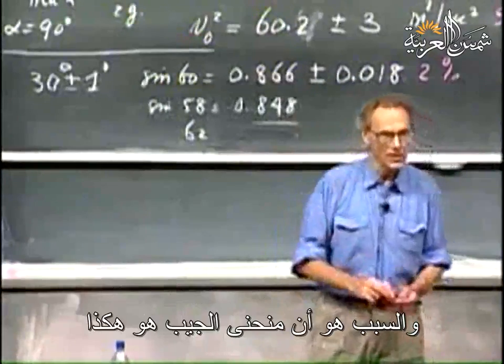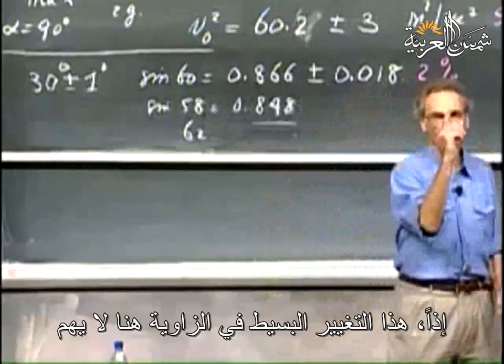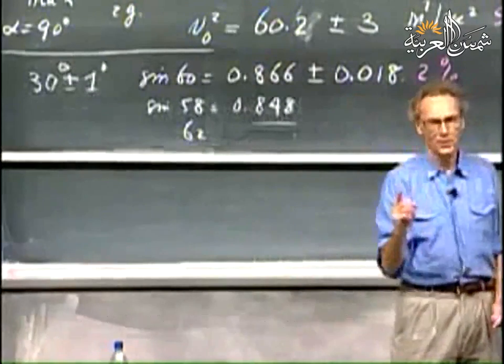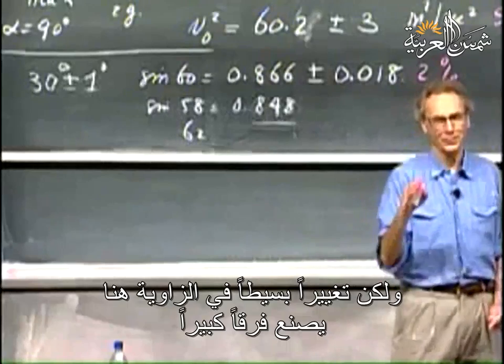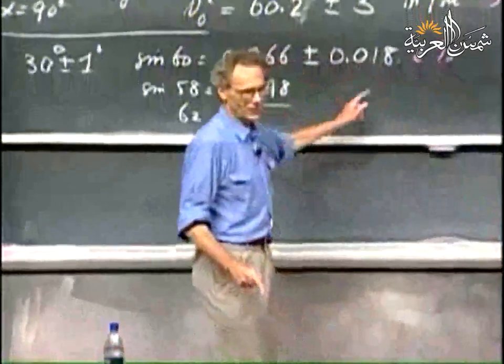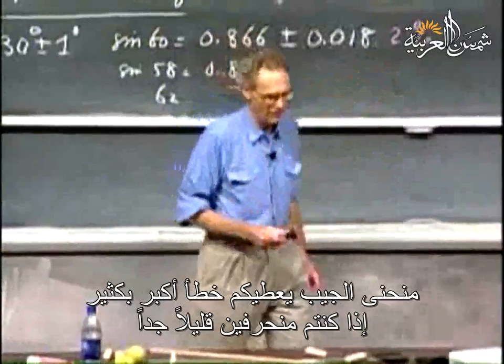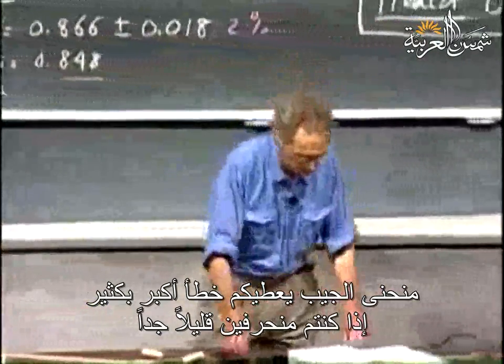And the reason is that a sine curve is like so. A small angle change here makes no difference, but a small angle change here makes a lot of difference. And you can see that it is the slope of the sine curve that gives you a much larger error if you are off by a teeny-weeny little bit.